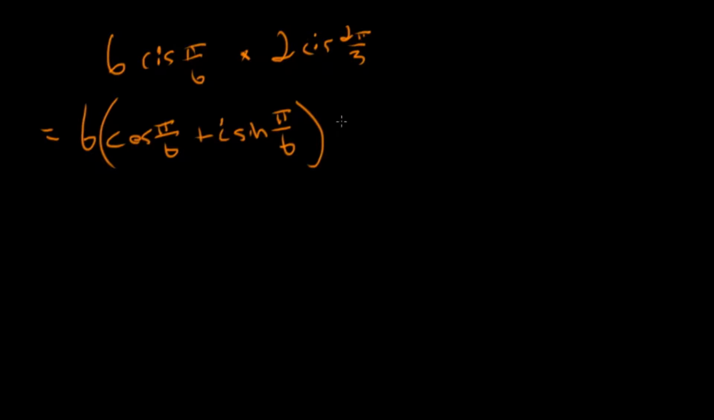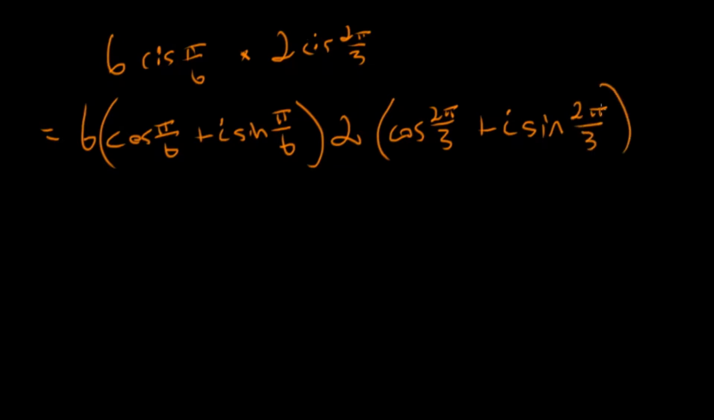All right, and then we have a 2 cosine 2 pi over 3 plus I sine 2 pi over 3. Cool. Let's go ahead and just squeeze those 6 and 2 together. Let's make them a 12. And then let's distribute all this stuff out. So something beautiful is about to happen. So cosine pi over 6 times cosine 2 pi over 3. That's going to be just cosine pi over 6, cosine 2 pi over 3.